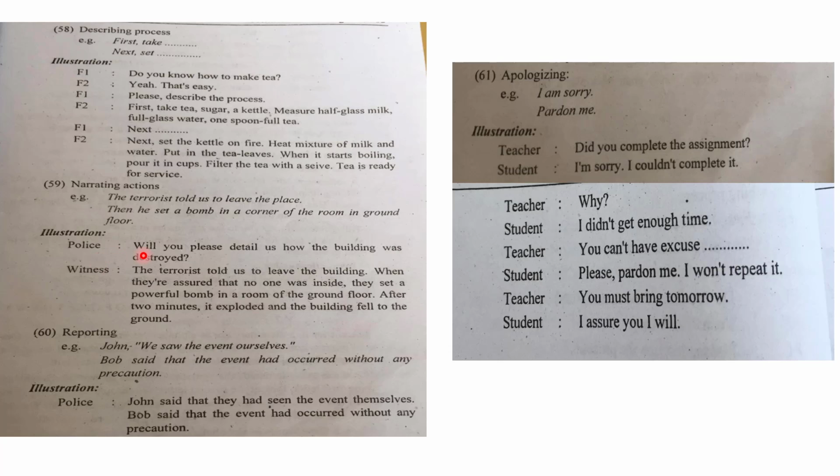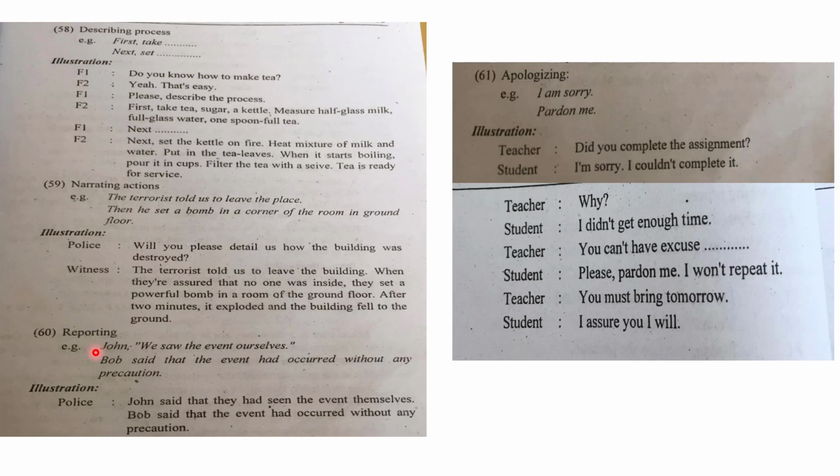For example, the police is asking here, will you please detail us how the building was destroyed? The witness says, the terrorists told us to leave the building. When they are assured that no one was inside, they set a powerful bomb in the room of the ground floor. After 2 minutes, it exploded and the building fell to the ground. So the witness is narrating the events that happened earlier to the police. So you get it, right? What narration actually means.